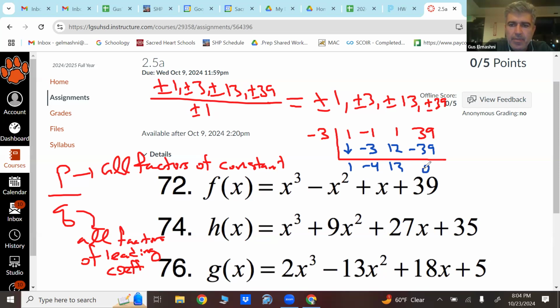Adding gives 0, so it means you have a remainder of 0. That means this is actually an x-intercept. Then what's left is the coefficients of your quotient, which is x squared minus 4x plus 13. So it's basically a way of factoring out. Essentially what you've done is factor out x plus 3. That's why you have -3 as an x-intercept. Then you want to use the quadratic formula to work this out.